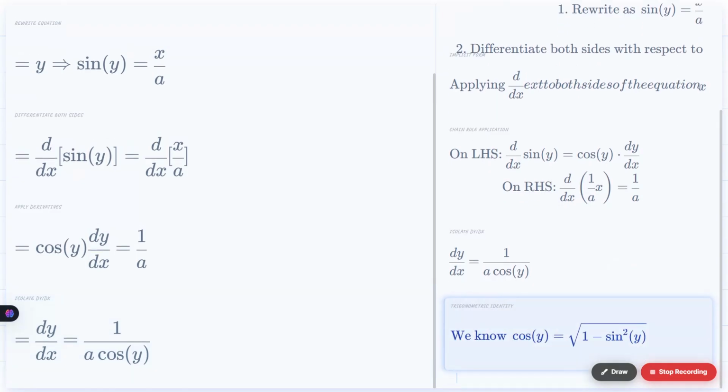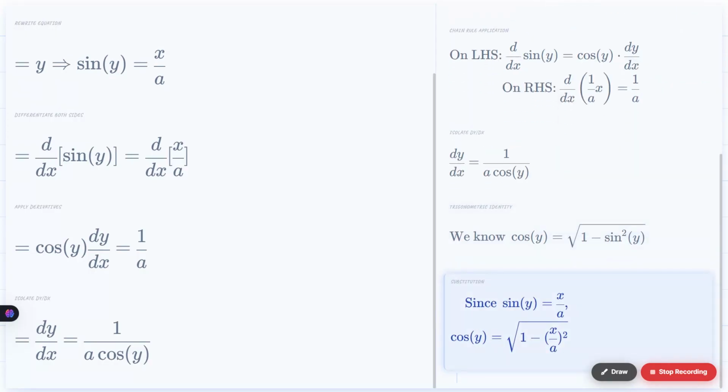We use the rule that cosine of y equals the square root of 1 minus sine of y squared. We do this to change the y back into x. This rule is a math fact called an identity. We put x divided by a into the formula for cosine of y. We do this so our answer only uses x and a. We use the fact that sine of y equals x divided by a.